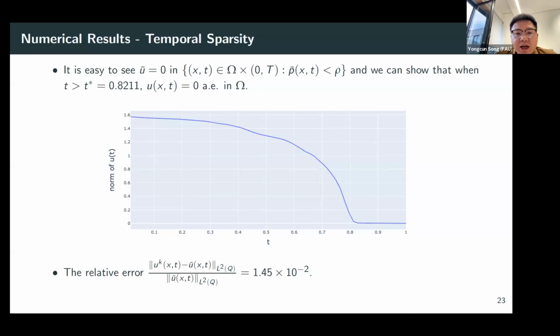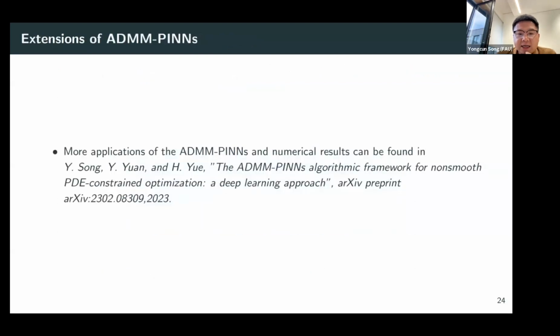So this result shows that our proposed ADMM-PINNs can efficiently handle the non-smoothness of the problem. As we said, we focus on the parabolic sparse optimal control problems to make our statements clearer. More applications of ADMM-PINNs can be found in the paper. Other applications include the optimal control of Burgers' equation and some other inverse problems.